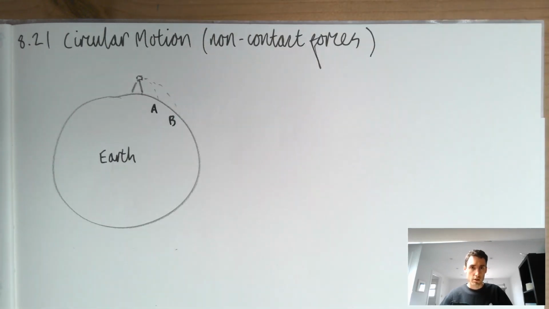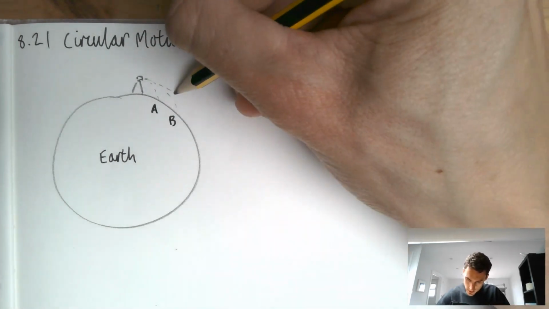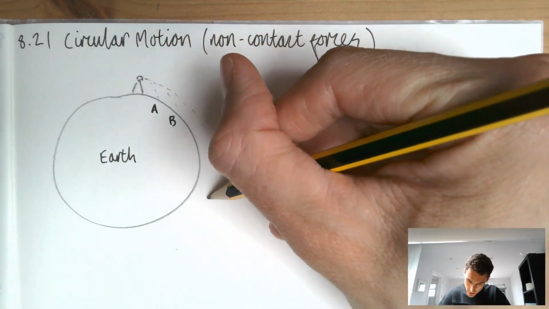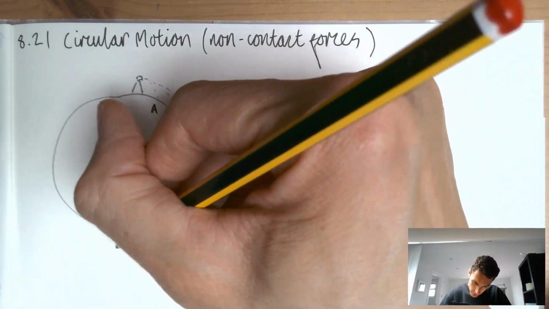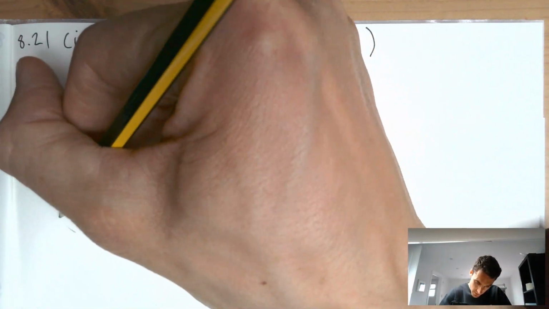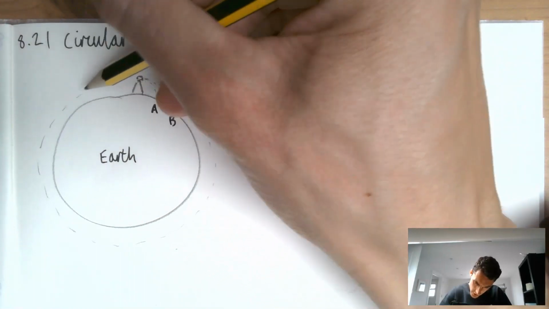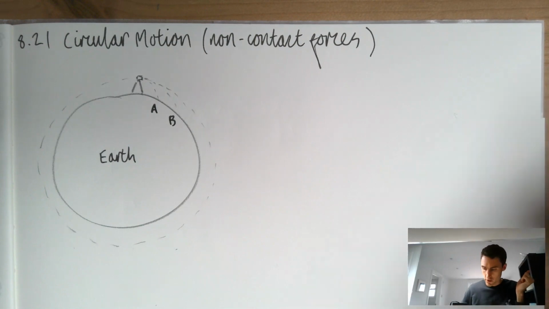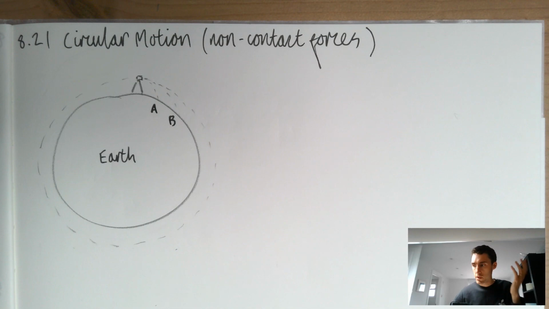Now we can imagine that if you fired the cannonball fast enough, well then it wouldn't ever actually land. It would just keep going round and it would always be falling, but it would just never actually make it back to the surface of the Earth. If you just kept firing it faster and faster, there must be some velocity at which it just carries on round in a circle. And this is really, really interesting.